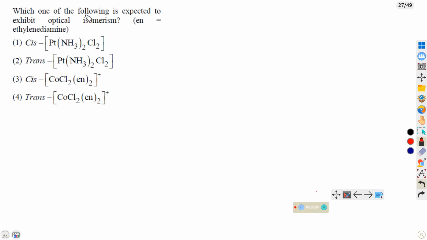Which one of the following is expected to exhibit optical isomerism? First two are square planar complexes. Coordination number is equal to 4. Square planar complex exhibits geometrical isomerism. For optical isomerism, a chiral carbon atom is required. Chiral compound must be chiral. This is achiral. That's the reason it exhibits geometrical isomerism.